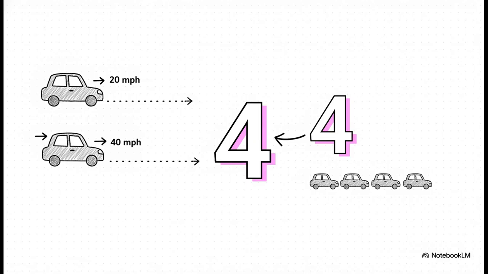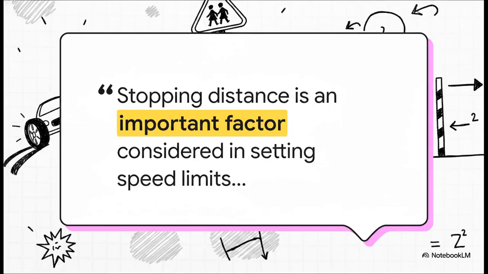The real-world implication of this is massive. If you're doing 20 miles per hour and you speed up to 40, your car doesn't just need twice the room to stop. Because of the math of constant acceleration, it needs 4 times the room. And this single fact transforms these kinematic equations from some dry classroom exercise into the exact life-saving science used to set speed limits in places like school zones.